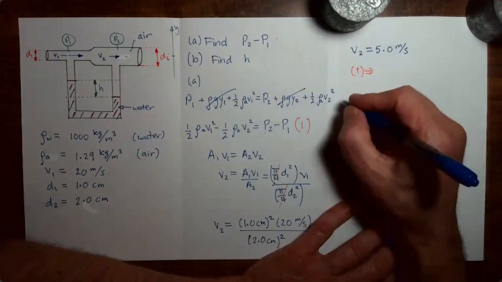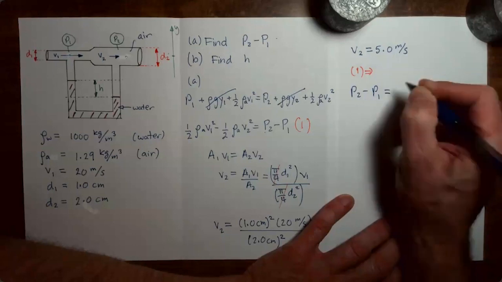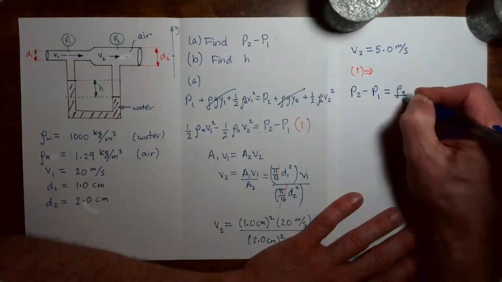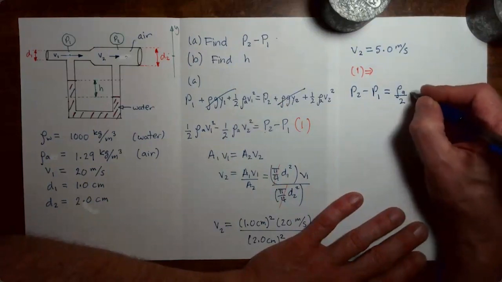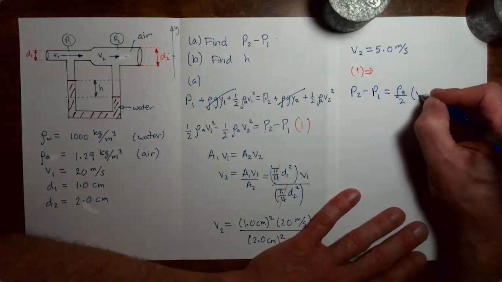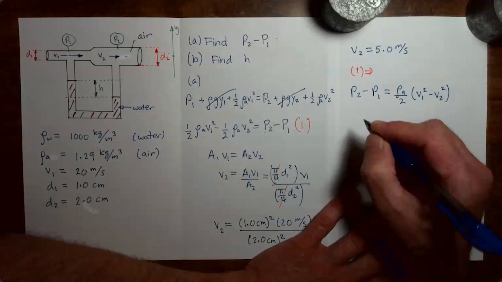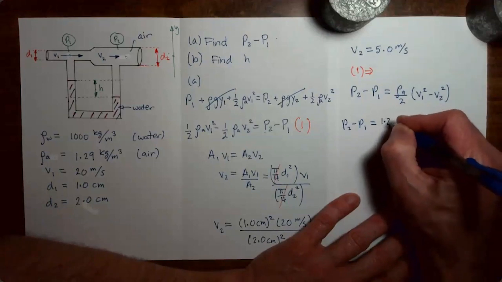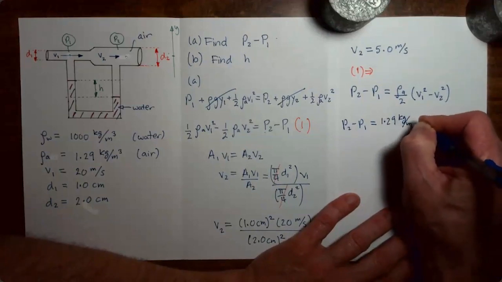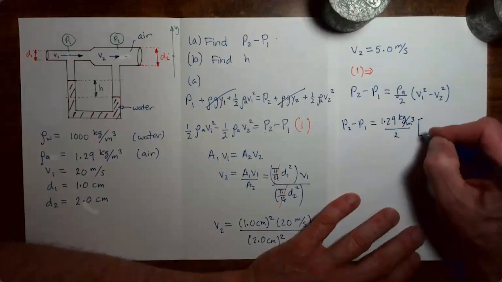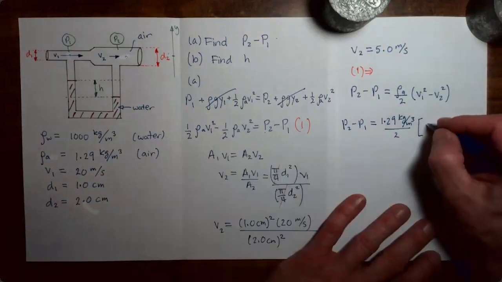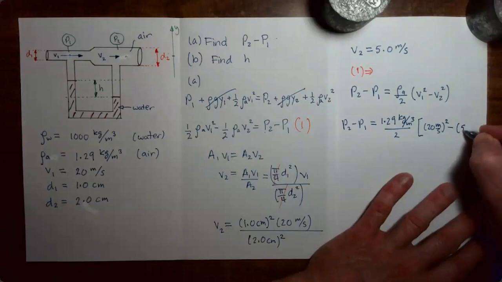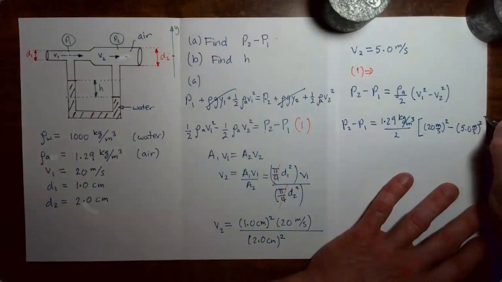We have P2 minus P1 equals, and I'm going to take this expression that's over here on the left and factor out density of air over 2. So now the right side would be density air over 2 times the quantity V1 squared minus V2 squared. So let's make our substitutions. Density of air is 1.29 kilograms per cubic meter, divided by 2. And then V1 is 20 meters per second, that is squared, minus V2, which we just found to be 5 meters per second, quantity squared.